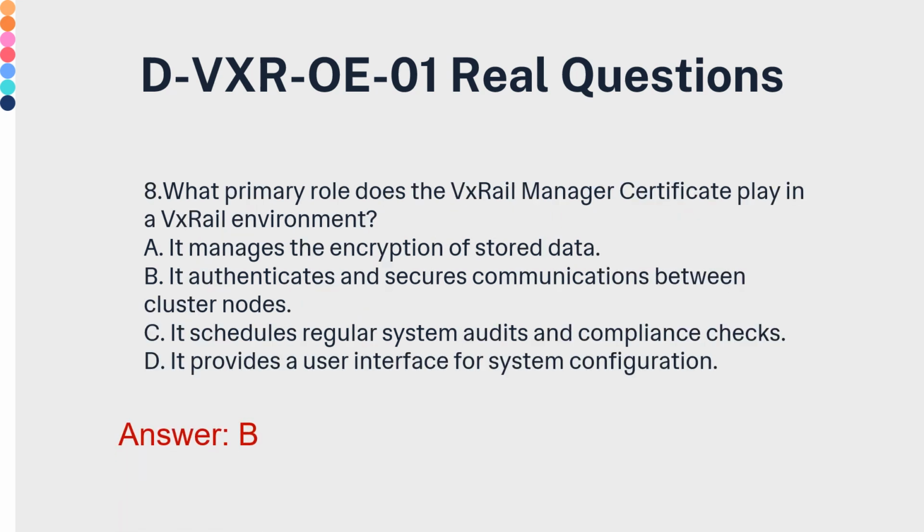What primary role does the VxRail Manager certificate play in a VxRail environment? A. It manages the encryption of stored data. B. It authenticates and secures communications between cluster nodes. C. It schedules regular system audits and compliance checks. D. It provides a user interface for system configuration. The correct answer is B.